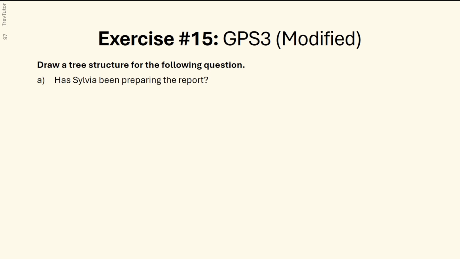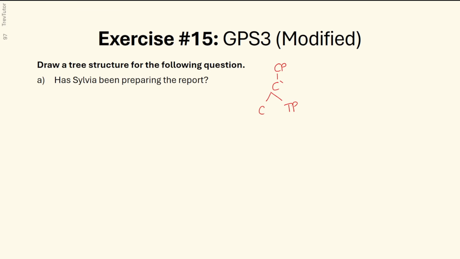So let's draw a tree structure for this sentence. Has Sylvia been preparing the report? You can pause it and try it yourself, but I'm going to go through the solution now. This is going to be a complementizer phrase, that's all clauses, and it's going to have a C head and then branch into a TP from the C bar level. Now, I'm not going to show any movement yet.